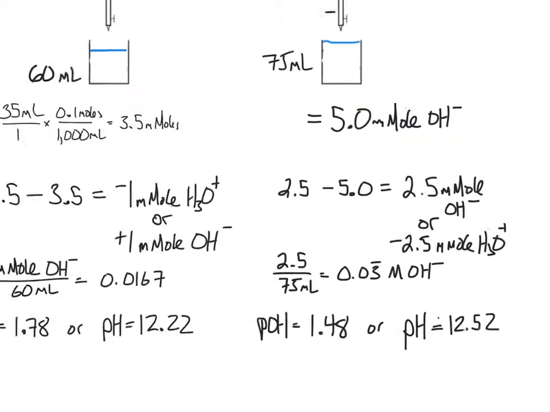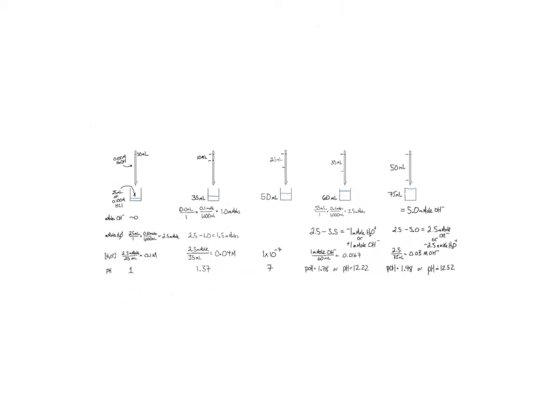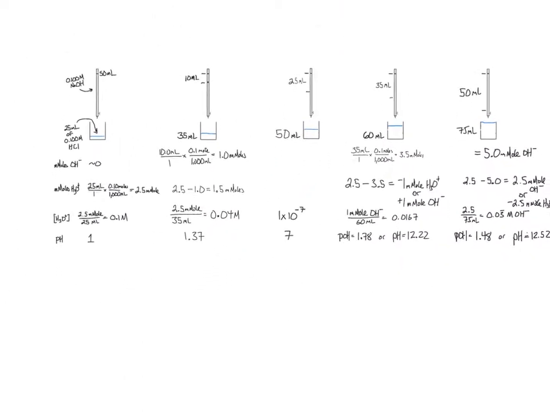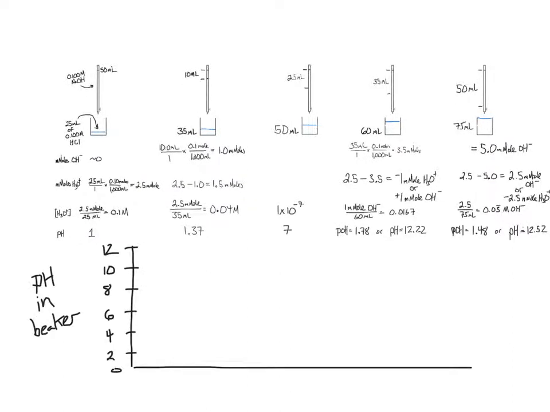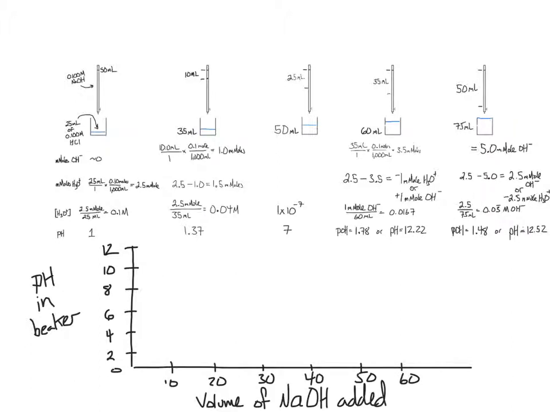Now that we're done calculating the pH through our titration experiment, let's go back and graph the pH in the beaker as a function of the volume of the sodium hydroxide solution added. I have 5 scenarios here. I'm going to label them as A, B, C, D, and E so that I can label the points on the graph.